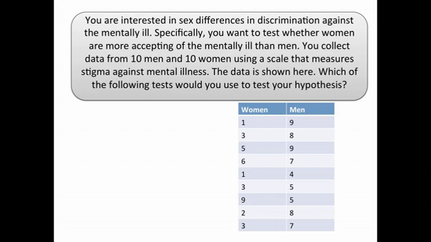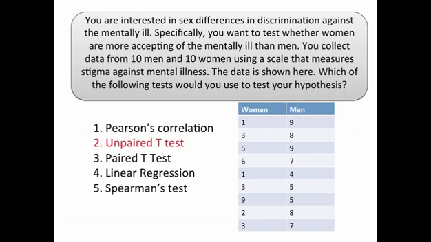The answer is unpaired t-test. Here we are comparing one variable, the stigma score, between two groups, two independent groups.